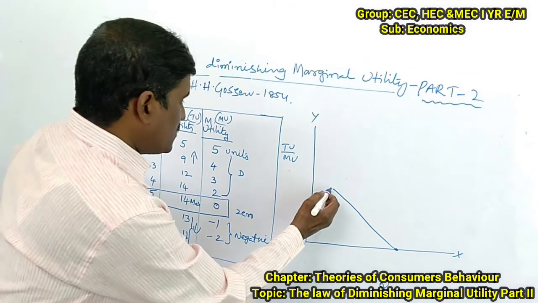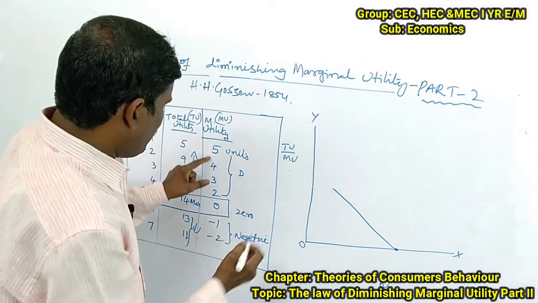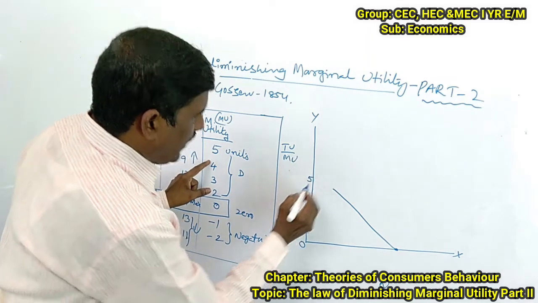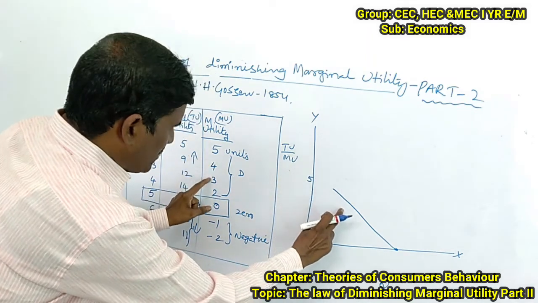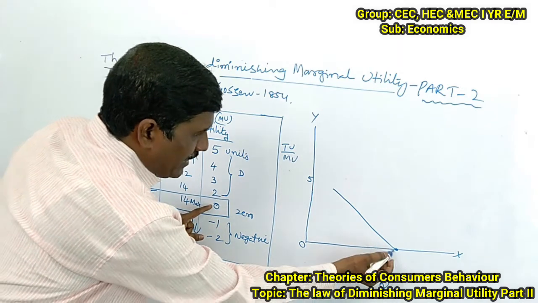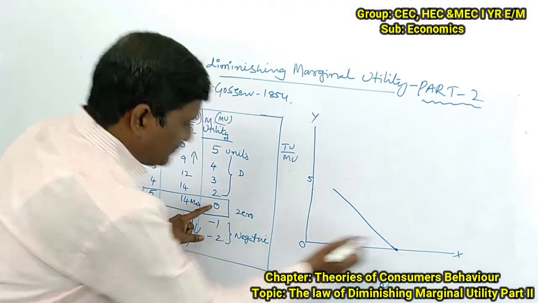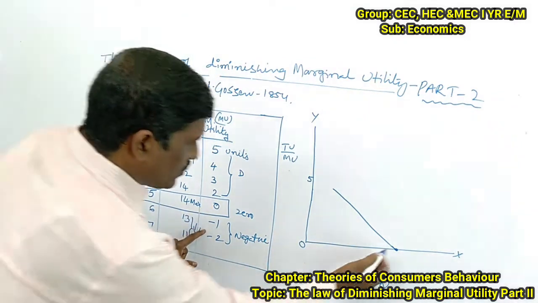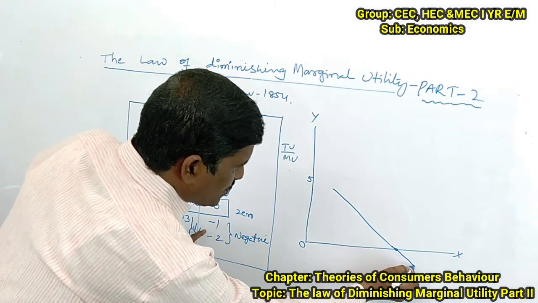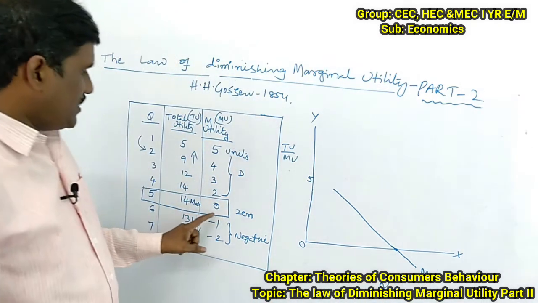What is going on? The marginal utility starts from 5. Here, from 5, it goes on decreasing. When the curve touches the OX axis, the curve value becomes 0. So here it is 0, and it goes to minus values. That's why the curve goes to the minus values. This is the presentation of marginal utility. This is MU.